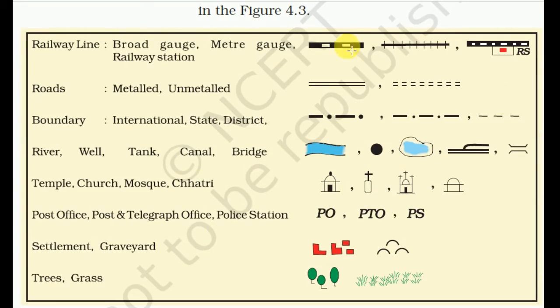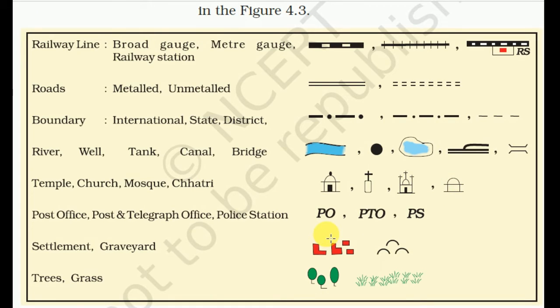So this is the symbol for broad gauge, this is for meter gauge, and this is for railway station. These are all related to railway lines. And this is for road, this is a metal road, this is an unmetalled or kacha road. This is for boundary: international boundary on a map, this is state boundary, and this is district boundary. This is the symbol for river, this is for wall, this is for tank, this is for canal, and this is for bridge. And these are temple, church, mosque and chhatri.